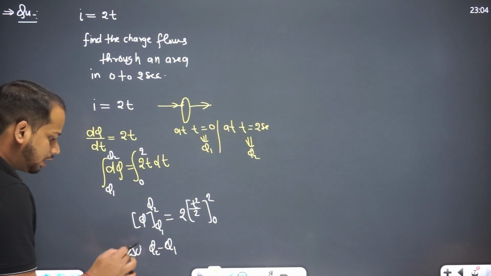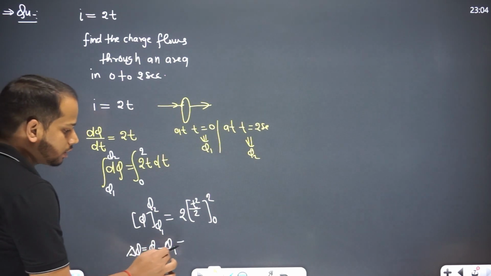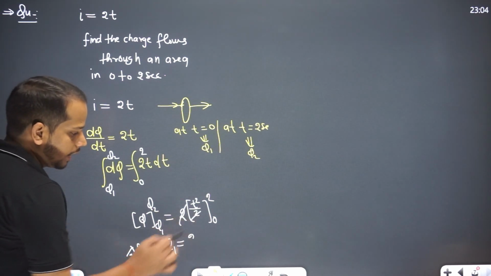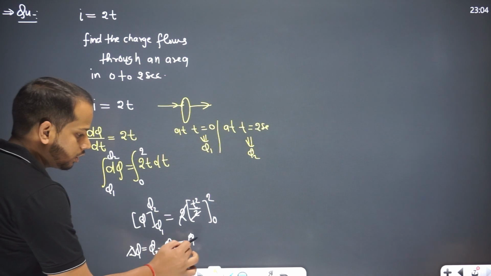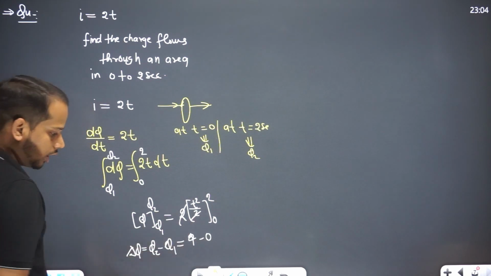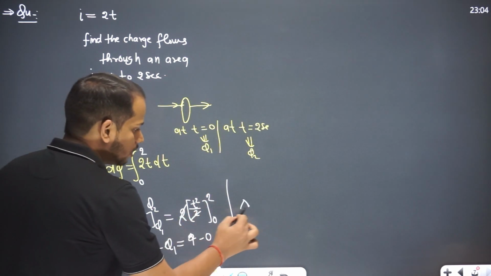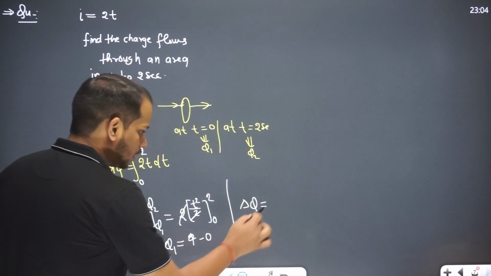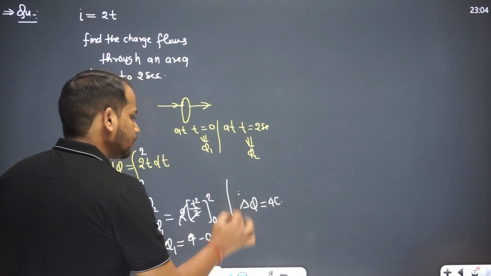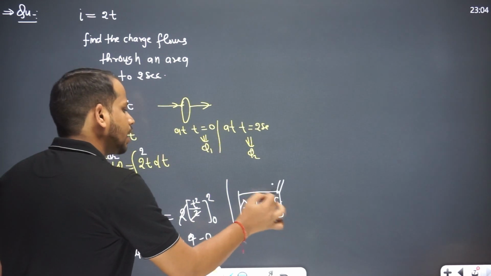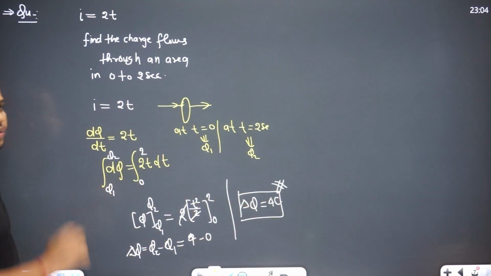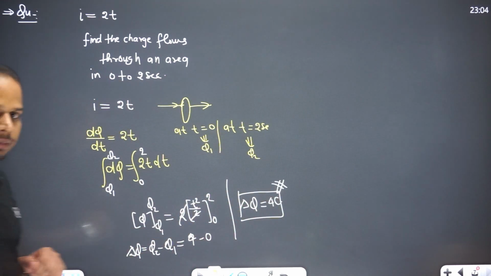As you know, this is delta q. Delta q is equal to 2 times t square by 2. The 2 can cancel out with the 2, and 2 square is 4, minus 0, the lower limit. So what is delta q here? Delta q is equal to 4 coulomb. This is the charge that flows in 0 to 2 seconds. Right? This is the second type.